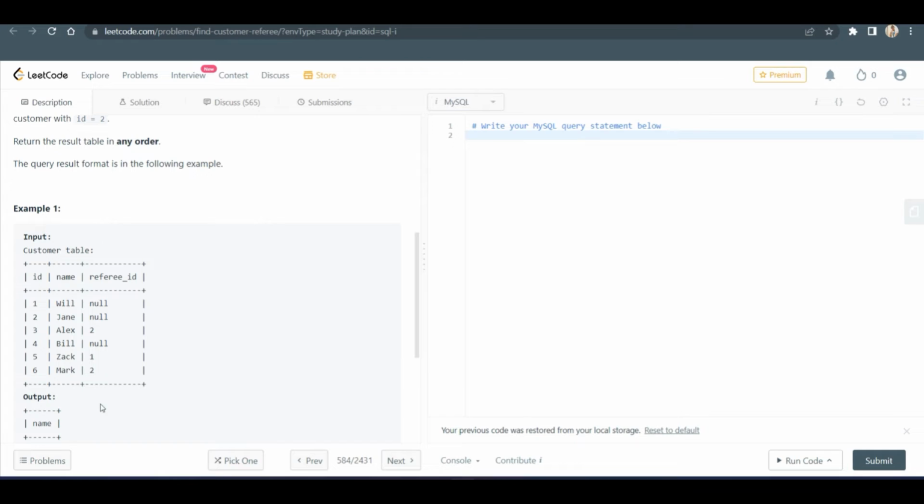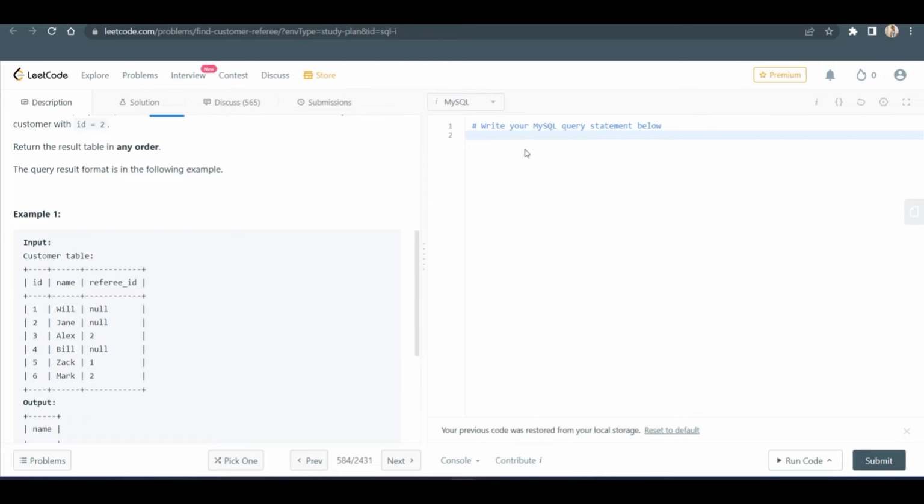And this is the input table. You can see the referee ID is either 2, 1 and null. So by this input table we can see that referee ID can be null also. So we will write the query accordingly.